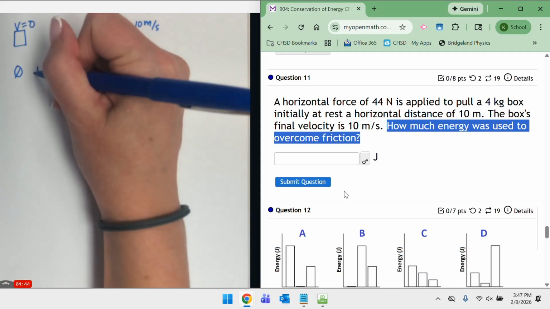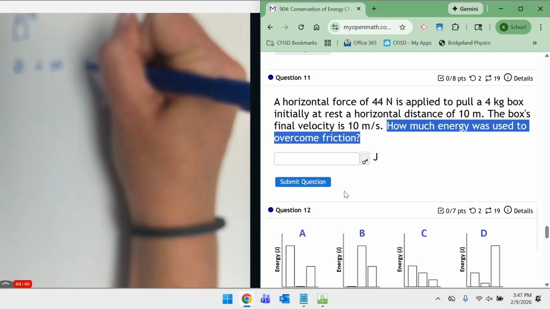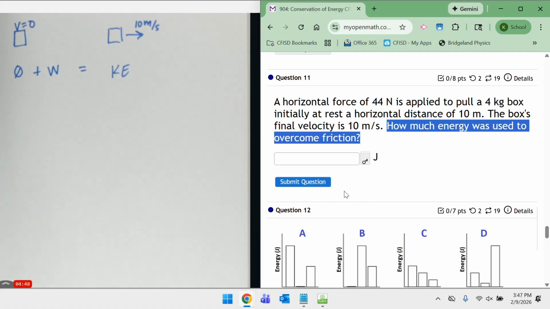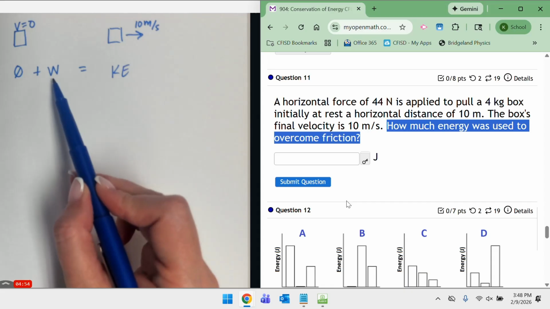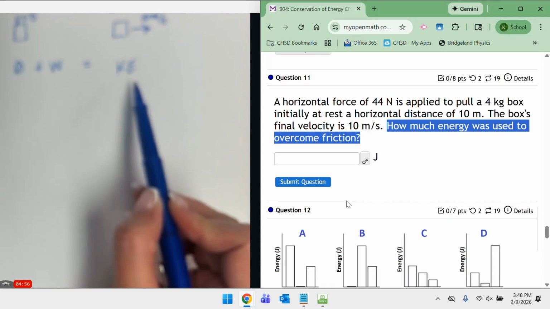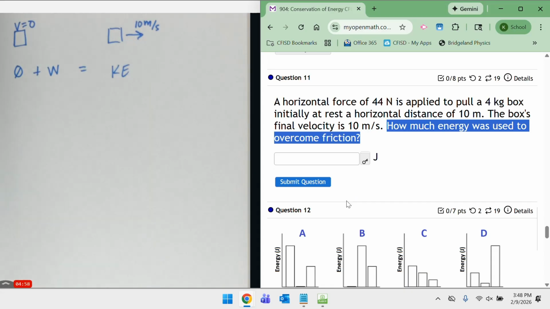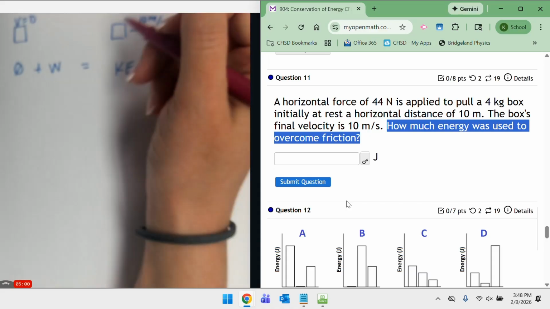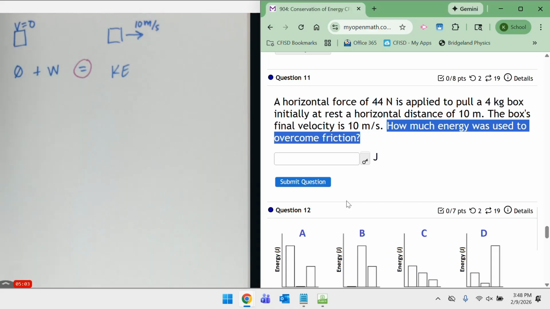Well, it comes from the work that was done, that pull that was applied to the box. If you see a push or a pull, that's work. So the work that we did is what gave us the KE that we have at the end. And the thing is, these might not be equal. I know I wrote an equal sign right here. I'll talk about that in a minute. They might not be equal to each other.